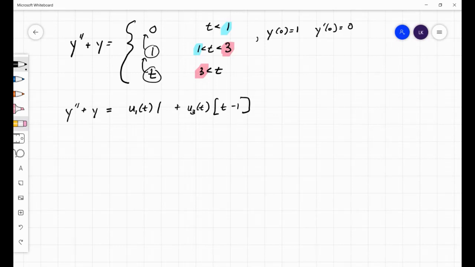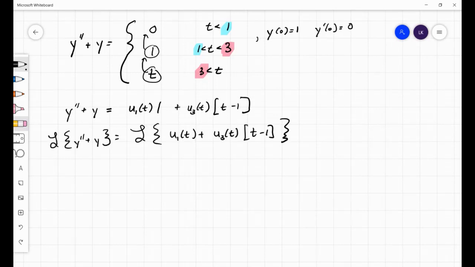So now we have to take the Laplace transform of both sides. Take care of the left-hand side. So the Laplace transform of y double prime is s squared times big Y, a function of s, minus s times little y at 0, minus little y prime at 0, plus, using linearity, the Laplace transform of y, big Y. Might as well use the initial conditions. Little y at 0 is 1. Little y prime at 0 is 0.